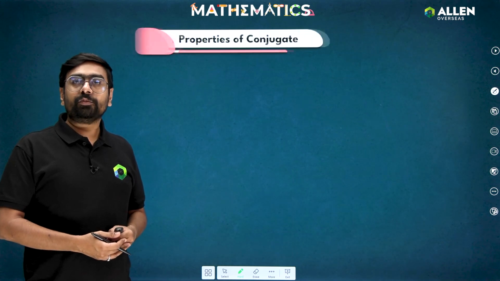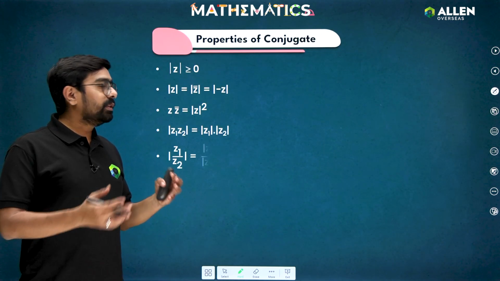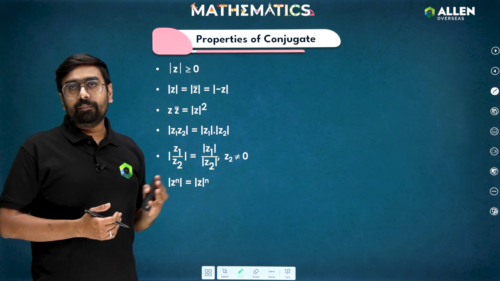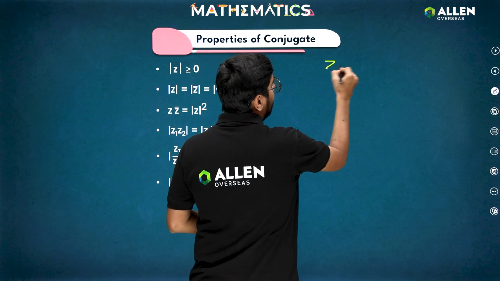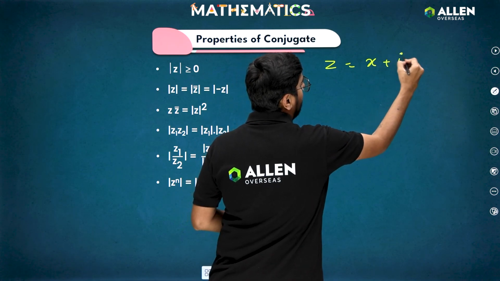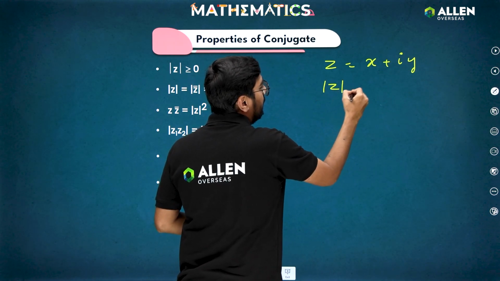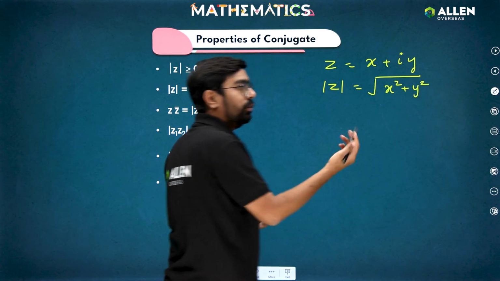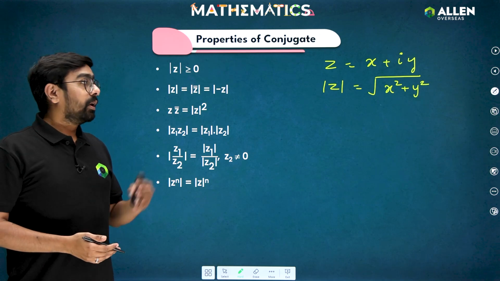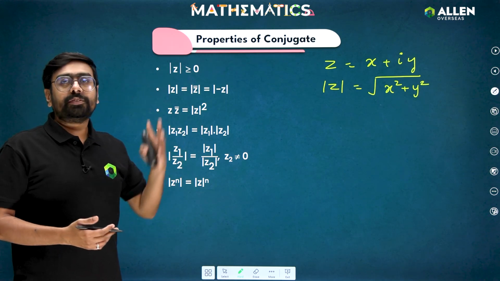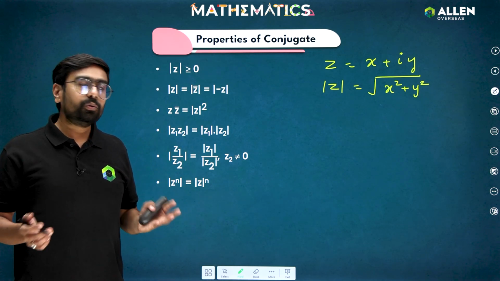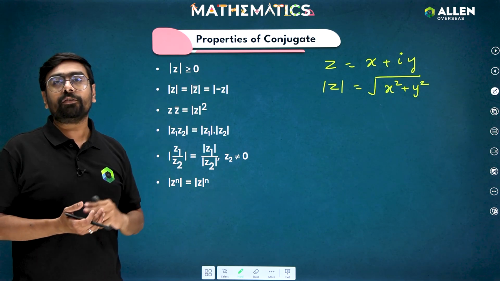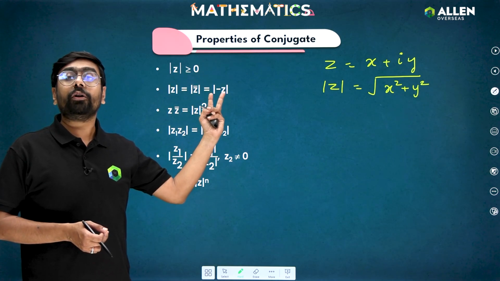Now some properties based on conjugate. Before that, let's look at some properties of modulus also. Mod of z means if z is equal to x plus iy, then mod of z is equal to square root of x square plus y square. And we know square root is always greater than or equal to 0. So mod of z will always be greater than or equal to 0. Mod of z will be equal to mod of conjugate of z and also equal to mod of negative of z.